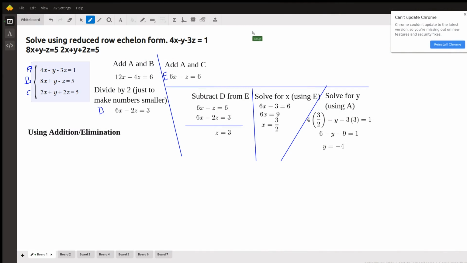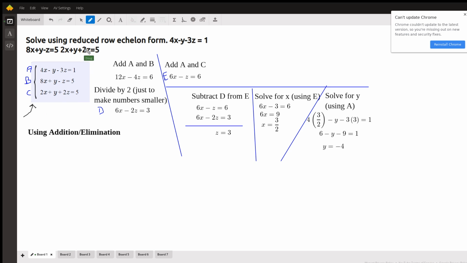Okay, so I'm going to go through this video pretty quickly, trying to cover the topic in 5 minutes or less. So you might want to pause the video and take notes when you get a chance. Here's the system we're trying to solve.